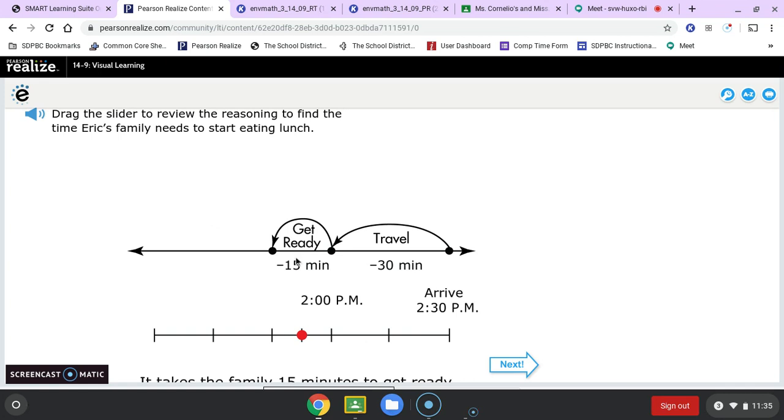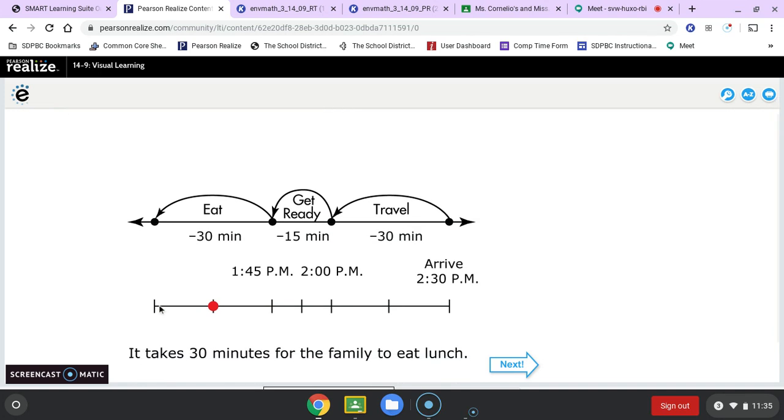And then we have to get ready. You're going to go back 15 more minutes. And 15 minutes before 2 o'clock is 1:45. And if they have to eat and it's going to take them 30 minutes, we're going to subtract that 30 from the 45, and that's going to leave us at 1:15. So that is our start time.